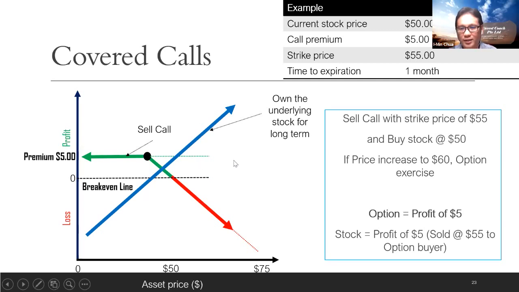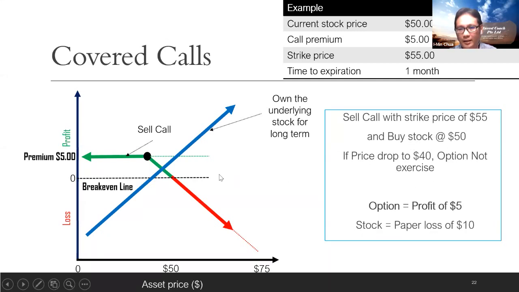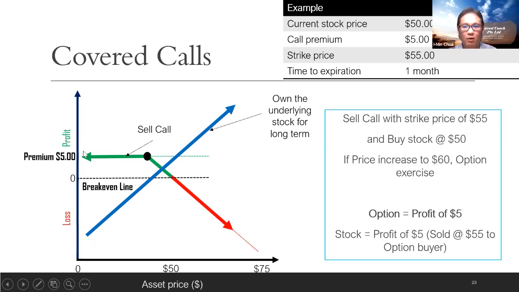Again, let me go to this example. Just now, what we were talking about is when the price drops. When the price increases, let's say, for example, same thing: you sell a call with strike price 55, and you buy the stock at $50. If the price increases to $60, the option is exercised. The option premium of $5 you will always keep regardless. And the stock, you bought at 50, then you sell at 55, so you still make another $5. So in that sense, if you are wrong, and you think the price will drop but in the end it goes up, you can still make money. But of course, your profit is capped at this $10, because you have to sell at 55. But you still make money.